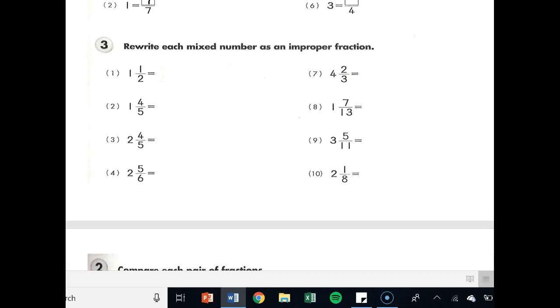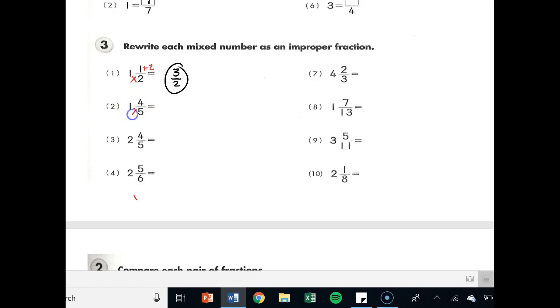Okay. Number 3, it says rewrite each mixed number as an improper fraction. So again, we're going to show work. We're going to multiply our whole number by our denominator, 1 times 2, and then we're going to say, oh, that's plus 2, and then we're going to add our numerator and our product. So our answer in this case, the mixed number of 1 1/2 becomes 3 over 2. Circle your answer. Let's do one more together.